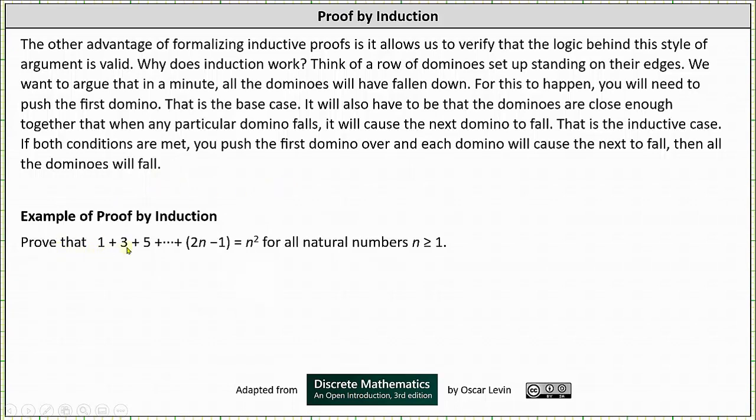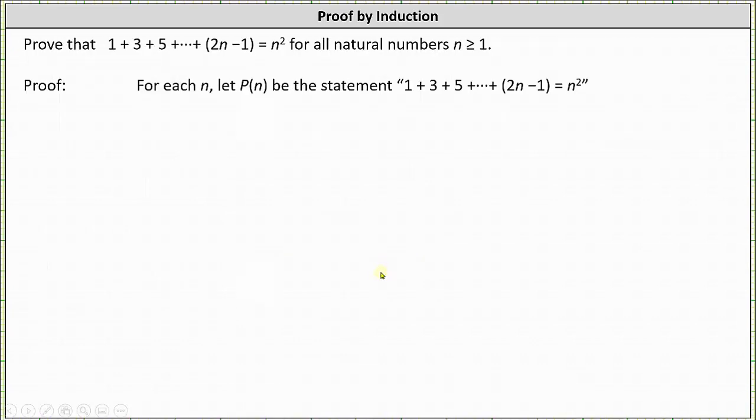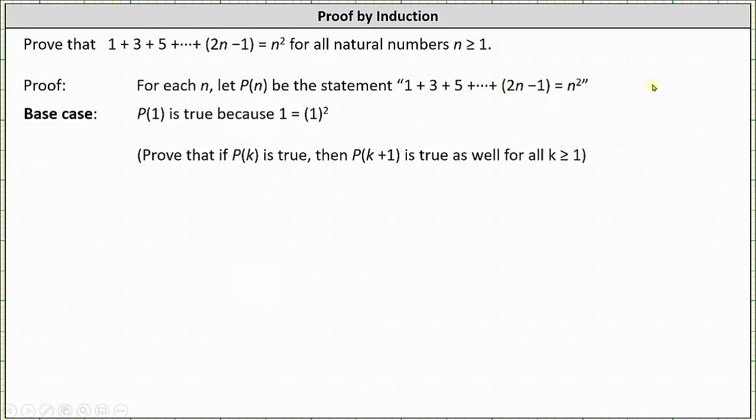Let's prove that 1 plus 3 plus 5 plus ... plus the quantity 2n minus 1 equals n squared for all natural numbers n greater than or equal to 1. To begin the proof, for each n, let P of n be the statement 1 plus 3 plus 5 plus ... plus the quantity 2n minus 1 equals n squared. Next, we have the base case, in which we show that P of 1 is true because 1 equals 1 squared. Now we need to prove that if P of k is true, then P of the quantity k plus 1 is true, as well as for all k greater than or equal to 1.